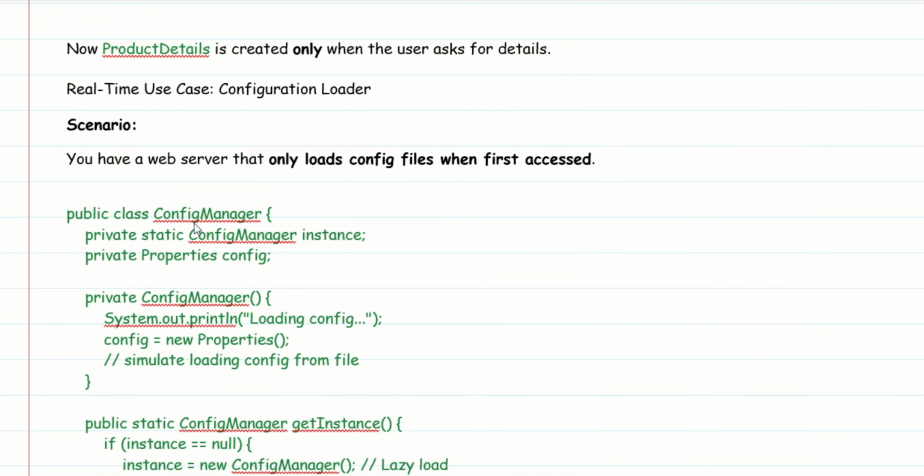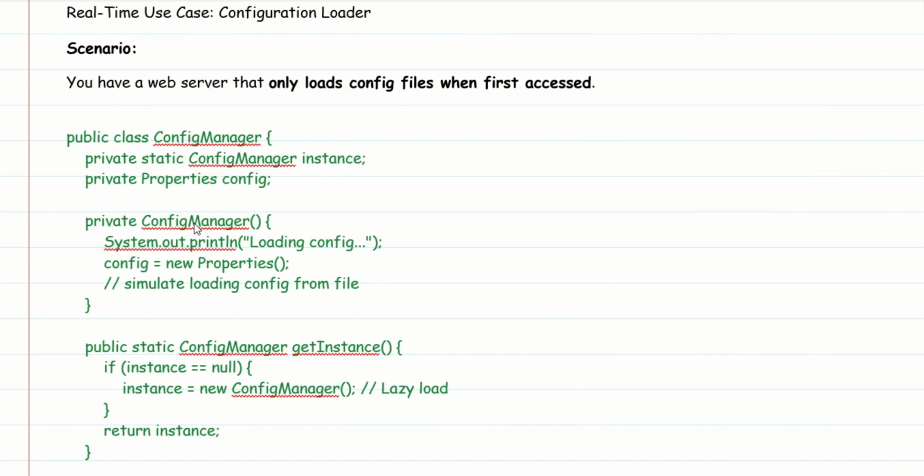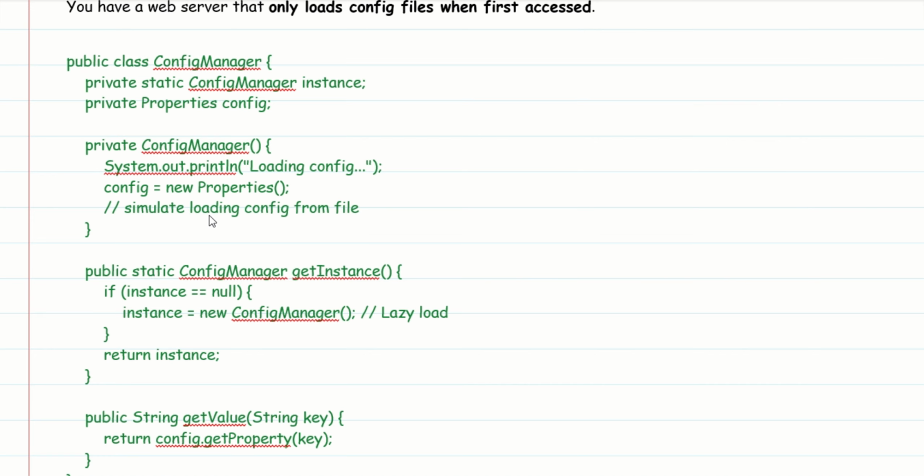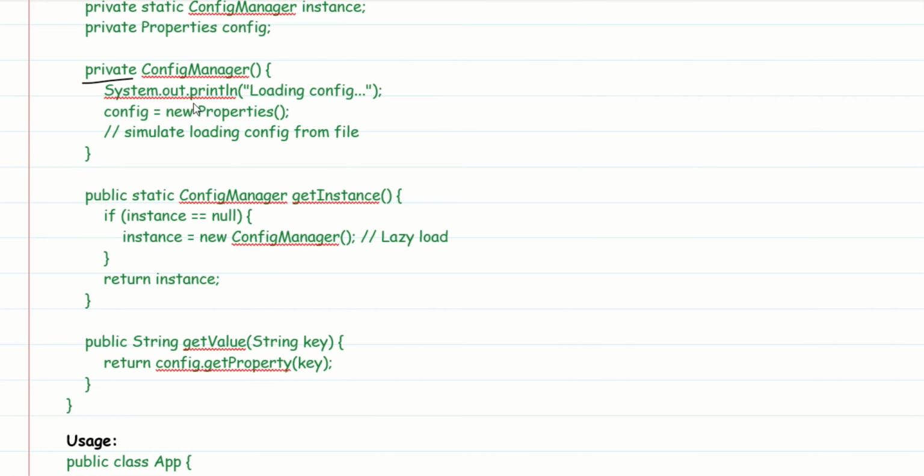There are some real life use cases, like here I have a configuration loader. You have a web server that only loads config files when first accessed. You can see here I have a config manager. What we have to do here is make an instance a static variable, then make the constructor private. If you make it private, only the class itself can create the object or call this constructor. Outside the class, you can't initialize it.